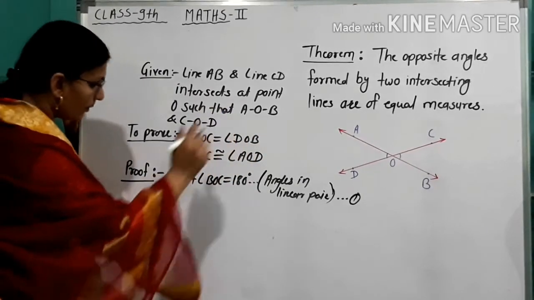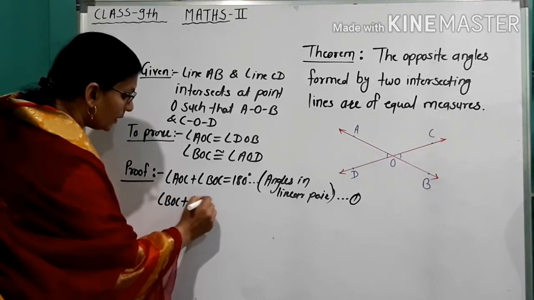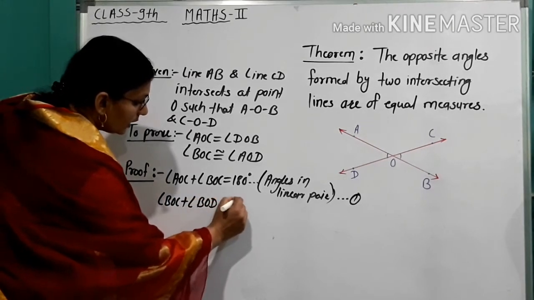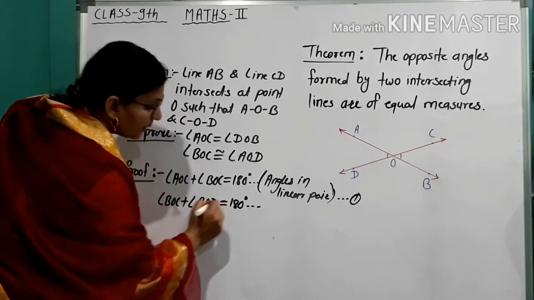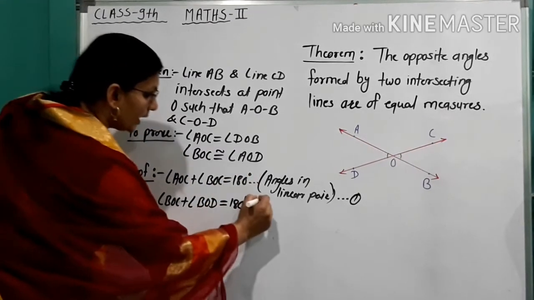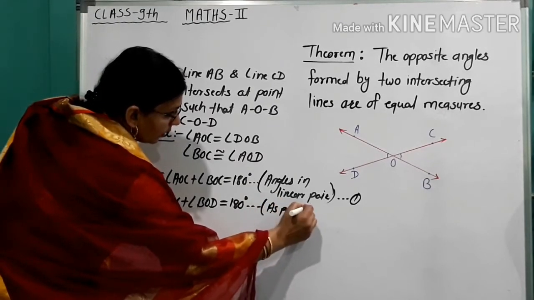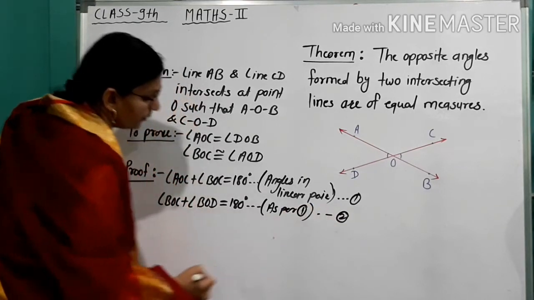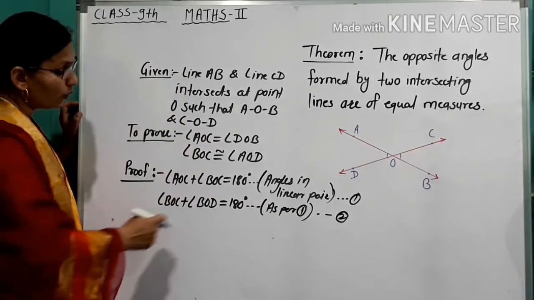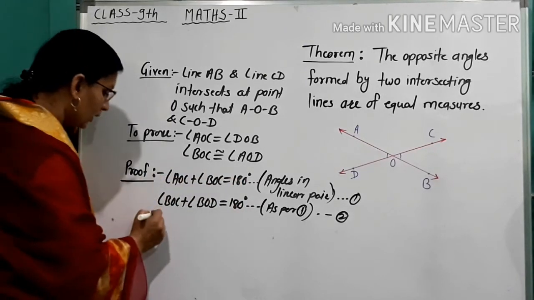Then also angle BOC plus angle BOD, these are angles in a linear pair, therefore their sum is 180. Reason: same as before. This is number 2. From 1 and 2, RHS equal, therefore LHS equal.